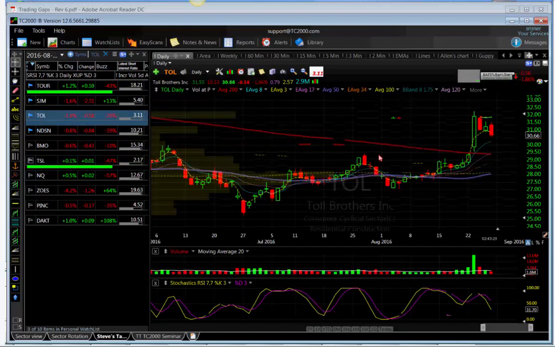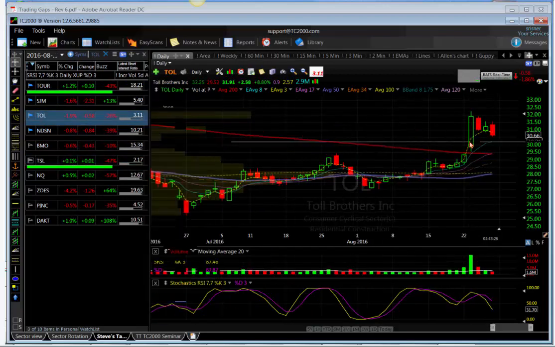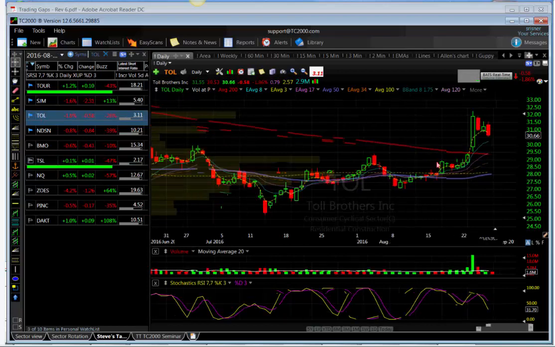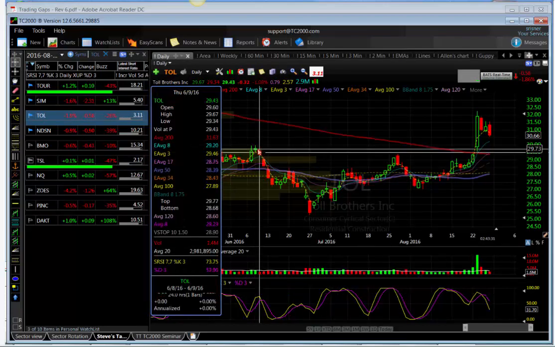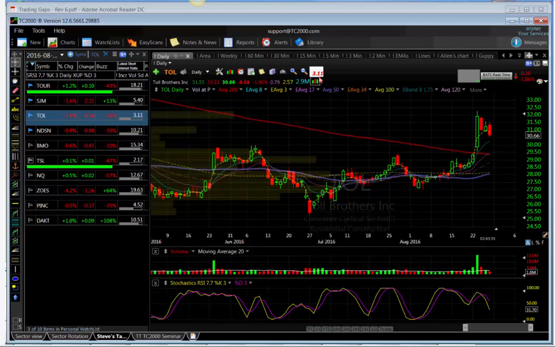Shouldn't be. Toll Brothers. There's the gap up day. That right there is resistance, somewhere around that 29.75 to $30 level. Short interest isn't very high. Once it gets over that 30, there's no resistance.